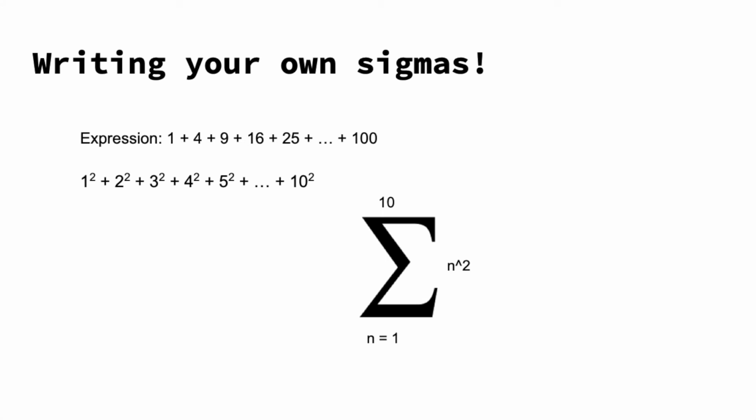This is how you write your own sigmas. It looks a lot cleaner than using the dot dot dot notation, although some people don't really understand what it means. So do not be scared about sigmas. It's really simple if you know what it means. I got scared by it, and I regret it because it's just so easy to understand.